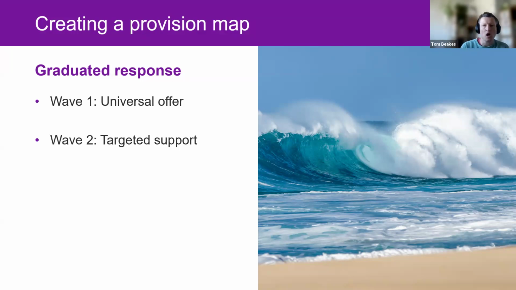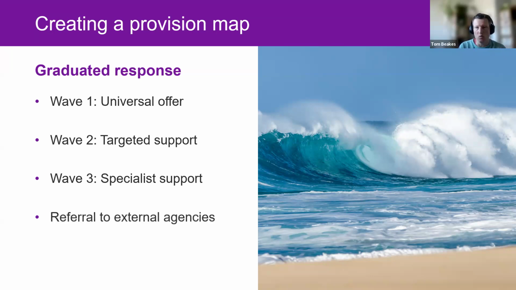Wave 2 then moves on to targeted support. This is our short-term interventions, maybe with small groups or individual sessions. And then wave 3 would be if the child is still not progressing as expected, we might want to bring in some specialist support. And that's often when you get external specialists, whether they're SEND or EAL specialists, particularly, again, if the child's not progressing. And the final step, if the above steps aren't providing the required support, would be referral to external agencies.